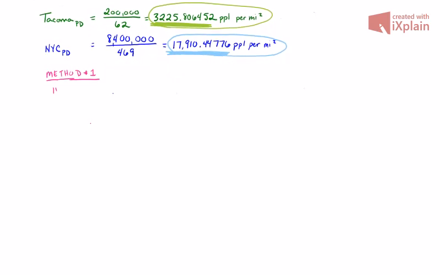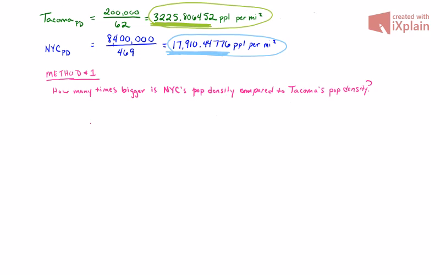The question was, how many times bigger is New York City's population density compared to Tacoma's population density? This is actually very similar to a question that we had done in Module 1. For example, when we were asking how many times bigger China's population is compared to the United States population.